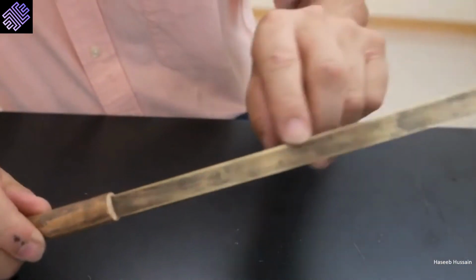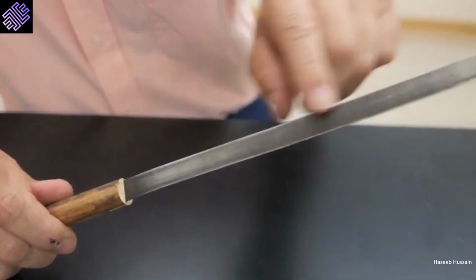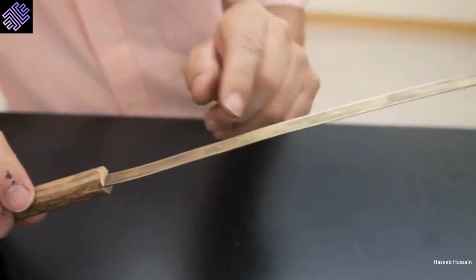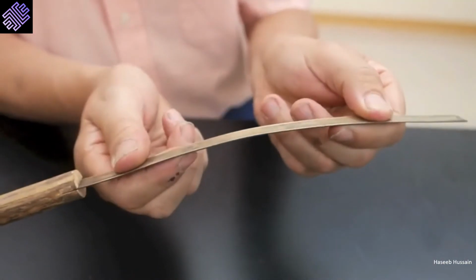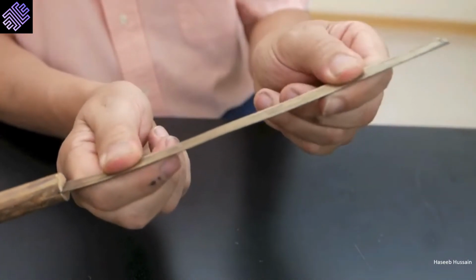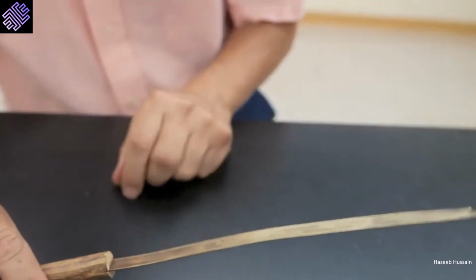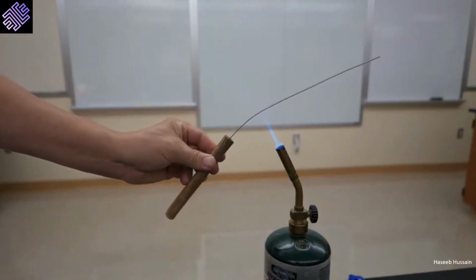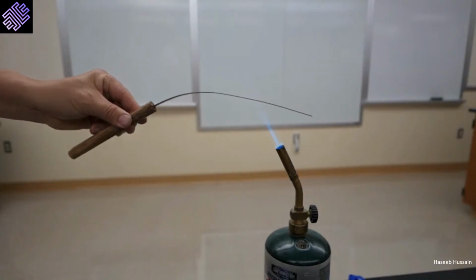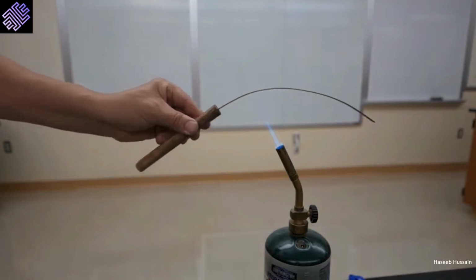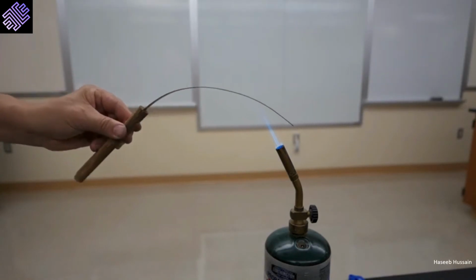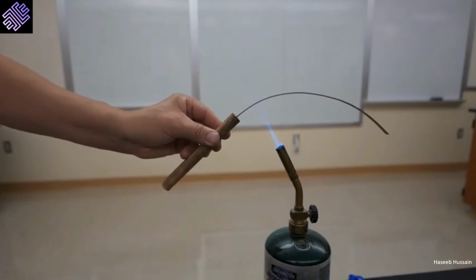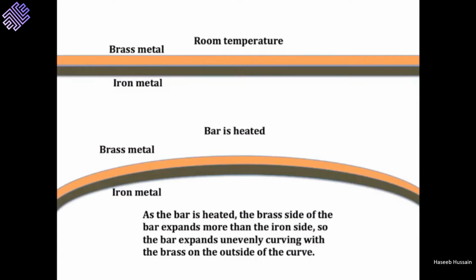Just to summarize, a bimetallic strip is made up of two metals joined together. In this case, one is brass and the other iron. The strip is flexible, meaning it can deform. When the strip is heated, both metals expand differently. As a result, it deforms into a curved shape. The metal that expands more is on the outer edge, which in this case is brass. Meanwhile, iron is on the inner edge.